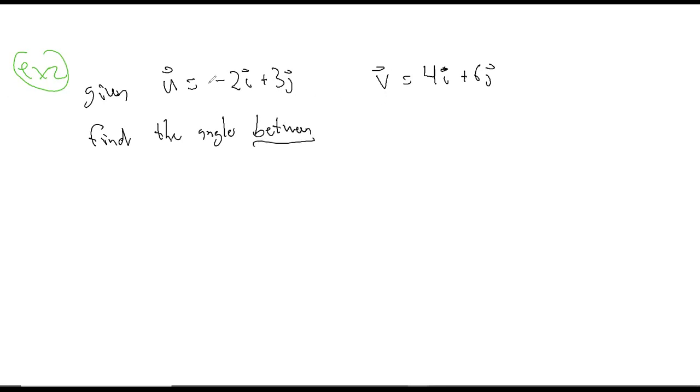That's a very different angle. We're not finding u's angle. We're not finding v's angle. We're finding the angle between them. Well, based on the formula, we need to know the magnitudes first.